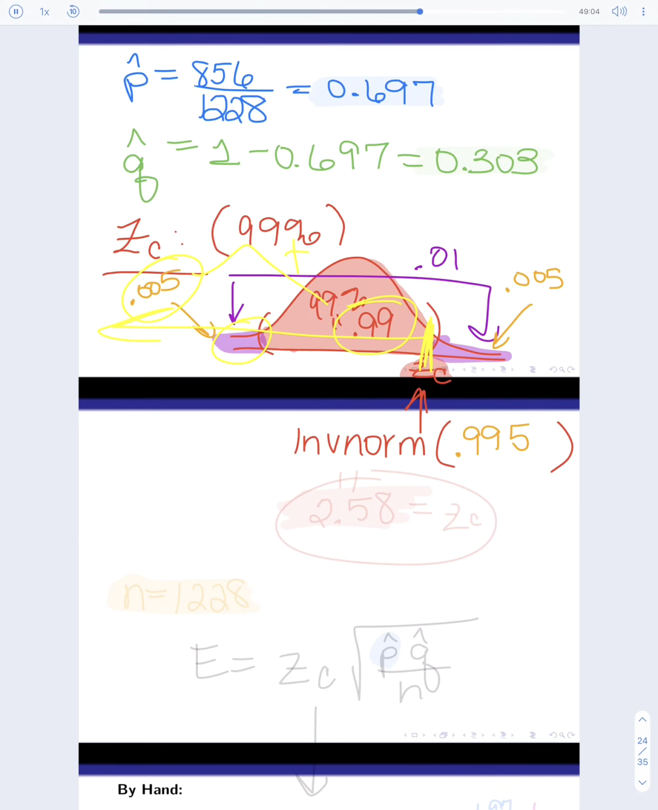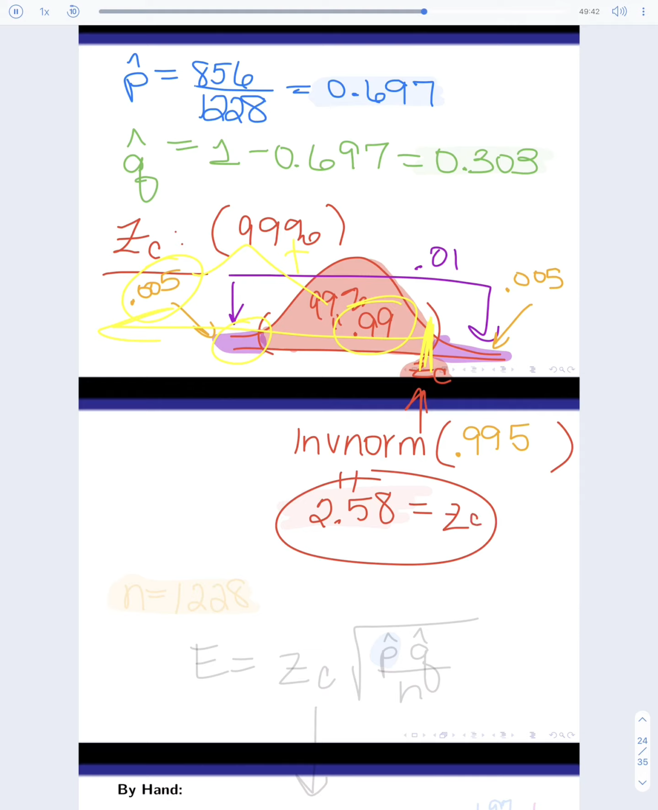Now, if you go to your calculator, do your second distribution, and do your inverse norm on this, you get your z-value, rounded to two decimal places, 2.58. Because you'll get 2.575, which rounds to 2.58. And that is your critical value that's going to get used in your error formula.